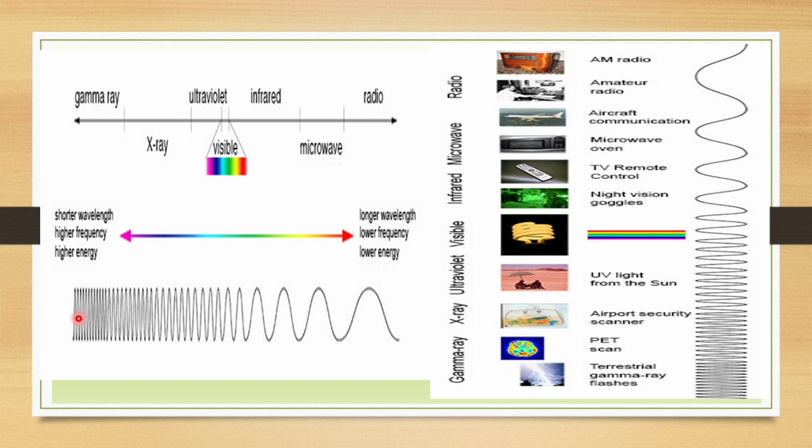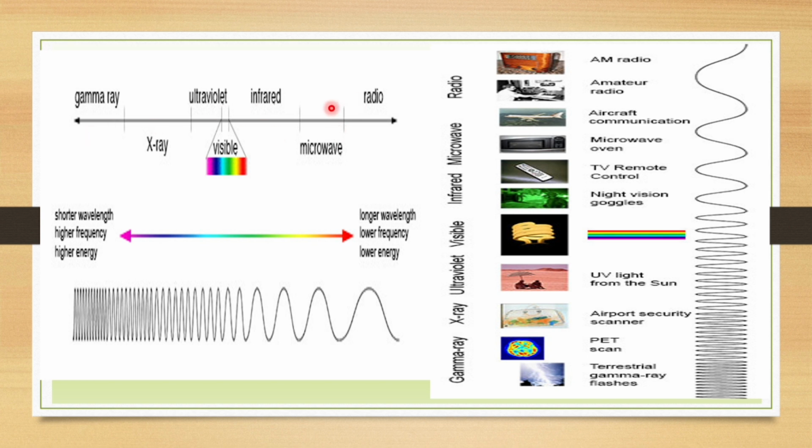And while going from gamma rays towards the radio waves, you can see here there is a change in the frequency. The frequency is getting lower, and the wavelength is getting higher. Because of this lower frequency, they have lower energy. So gamma rays have higher energy and radio waves have lower energy. From gamma rays moving towards radio waves, the energy and the frequency get reduced, but the wavelength increases.